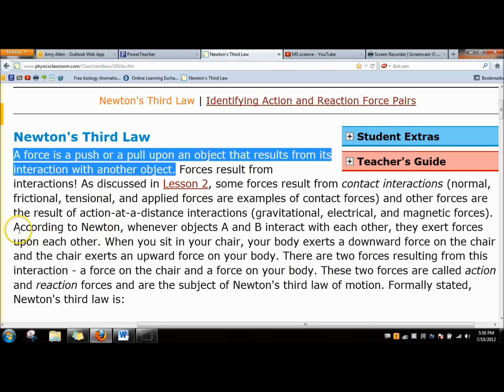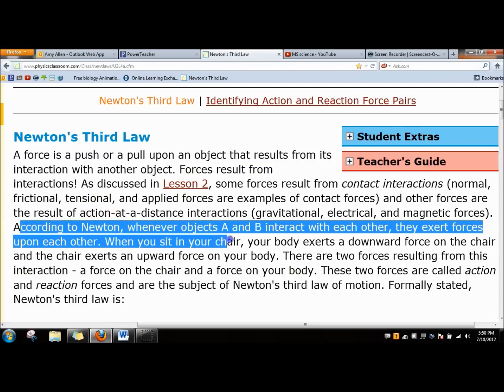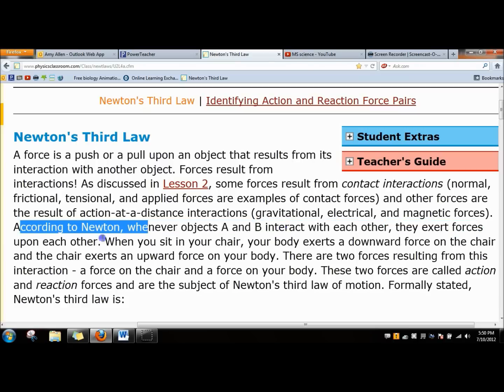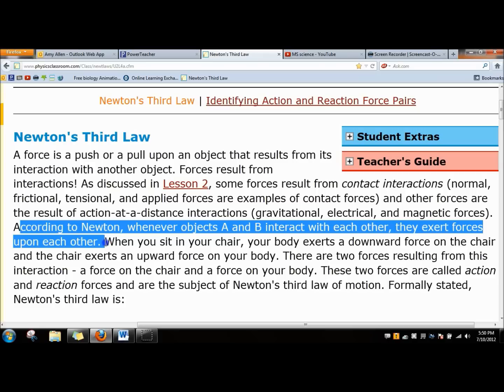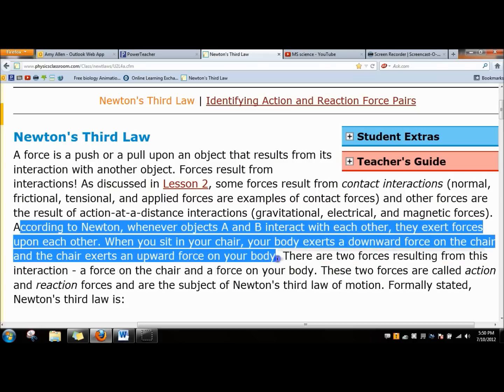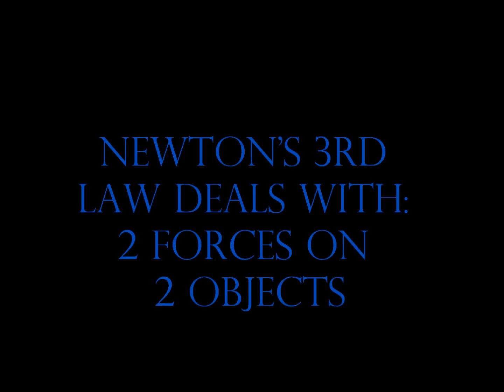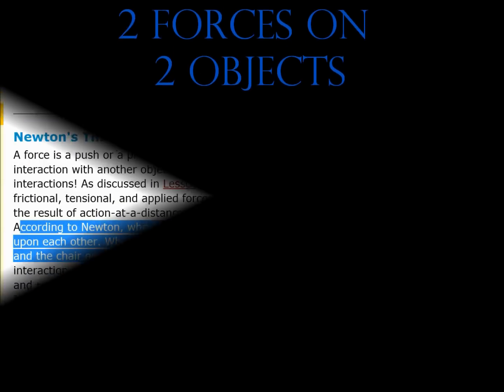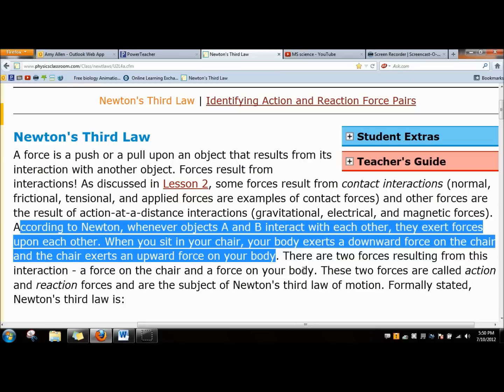Then I want to go down here and talk about, according to Newton, whenever objects A and B interact with each other, they exert forces upon each other. For example, when you sit in a chair, your body exerts a downward force on the chair, and the chair exerts an upward force on your body. Notice, how many forces are there? 2 forces. There are 2 forces resulting from this interaction. The force on the chair and a force on your body. How many objects are there? 2, the chair and your body.